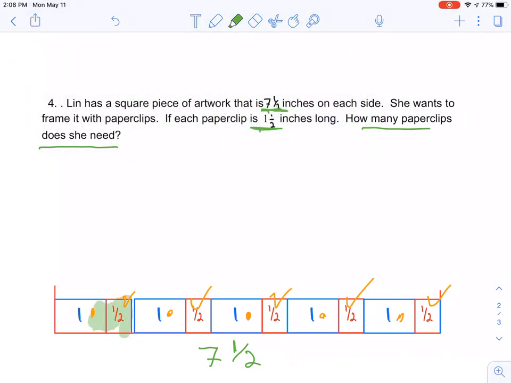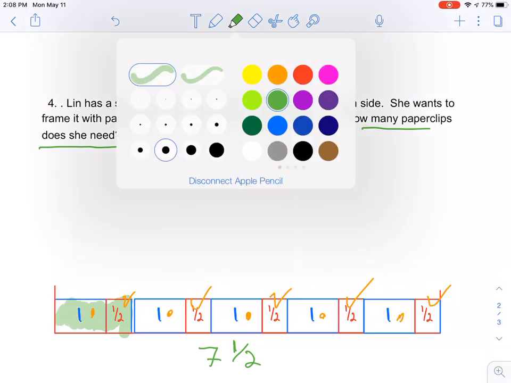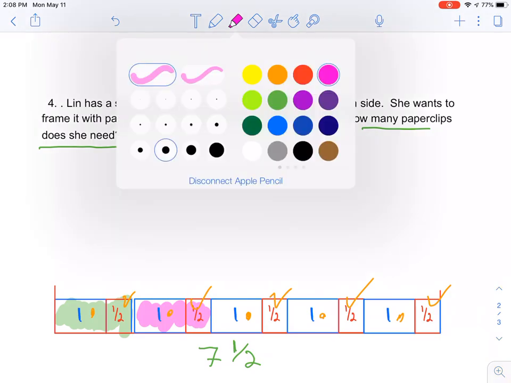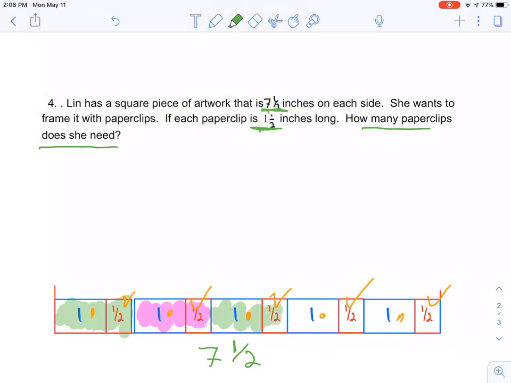So here's our first group, and here is our second group, and here is our third group, and our fourth group, and last but not least, our fifth group. So what's our answer? 5 groups. Okay, or 5 total paper clips, because the groups in this situation are the number of paper clips.